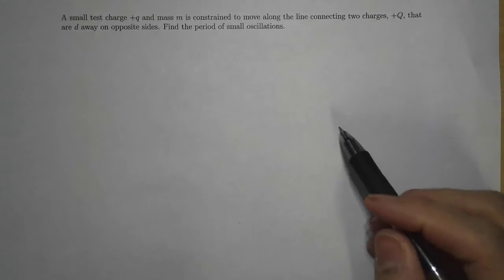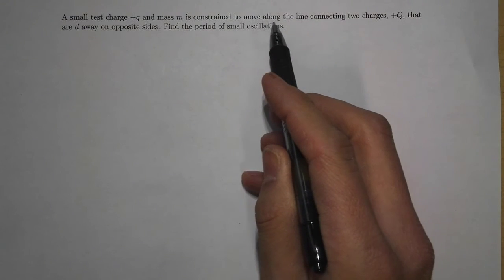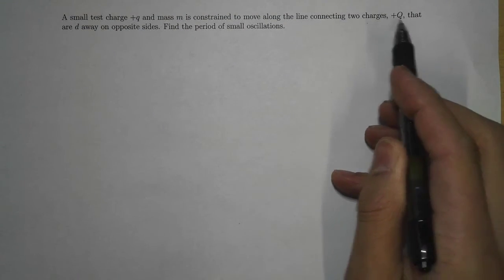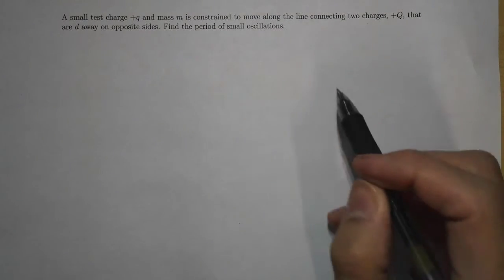Let's consider the following problem. A small test charge +q and a mass m is constrained to move along a line connecting two charges +q d away on opposite sides. Find the period of small oscillations.